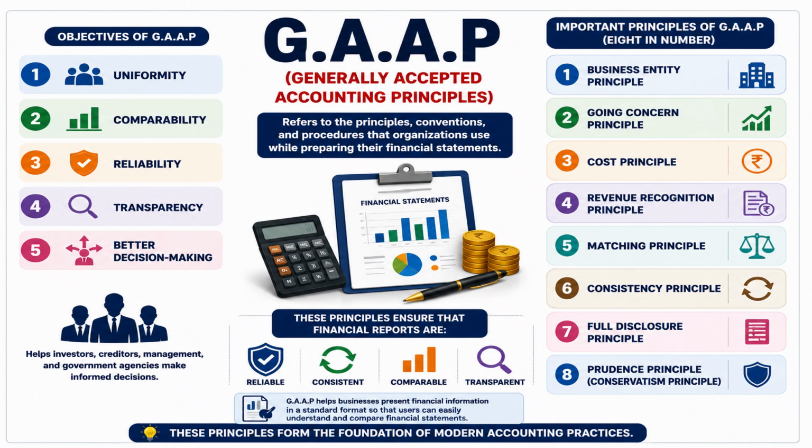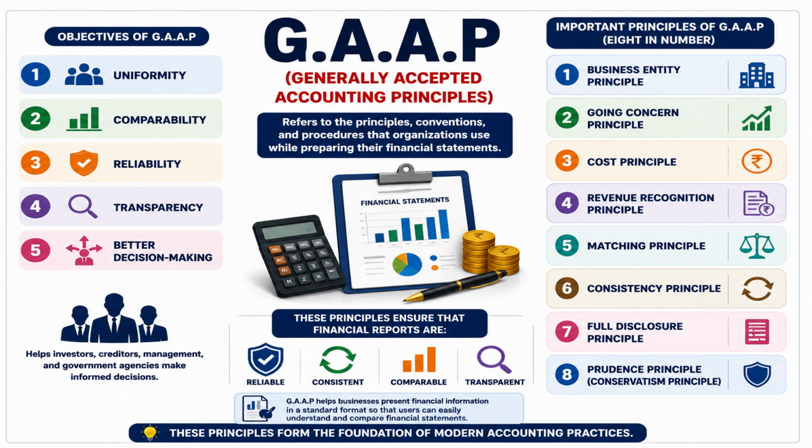6. Consistency principle. The consistency principle states that the same accounting methods and policies should be followed from one accounting period to another. This helps users compare financial statements over time. Example: if a company uses the straight-line method of depreciation this year, it should continue using the same method in future years unless there is a valid reason for change.